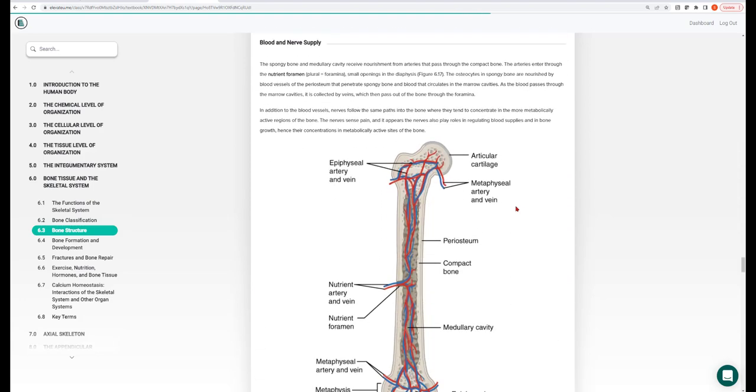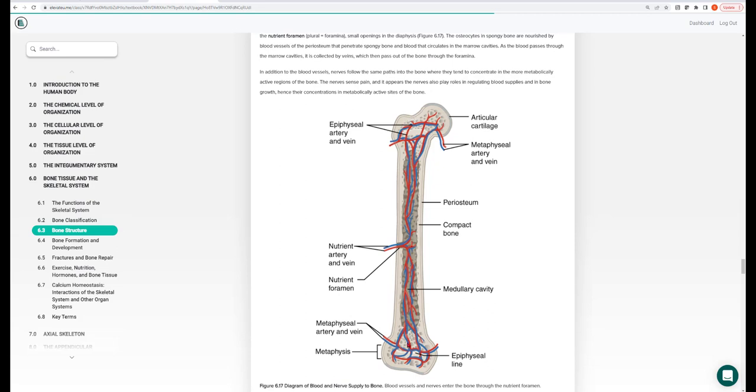Inside the bone, lots of blood vessels. Lots and lots of blood vessels. Remember that there's going to be these nutrient foramina or foramen, right? Foramina plural, that are going to come in and out of the bone, allowing for that blood to get inside the bone. This particular diagram is showing an adult bone.